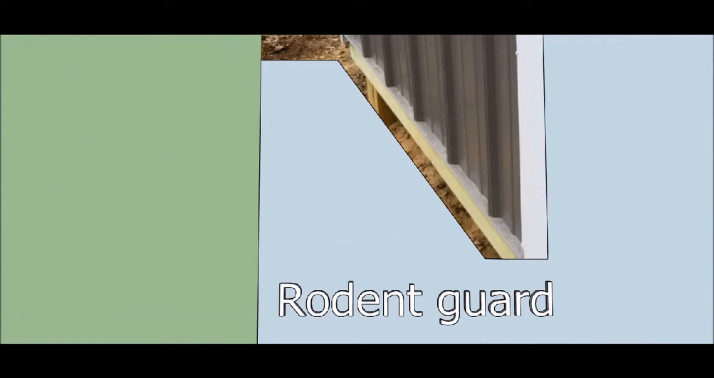Milmar Buildings puts rodent guard trim on all our metal-sided buildings, as it is simply a piece of metal channel that seals up all the ridge openings at the base of the metal wall panels and creates a nice clean line.